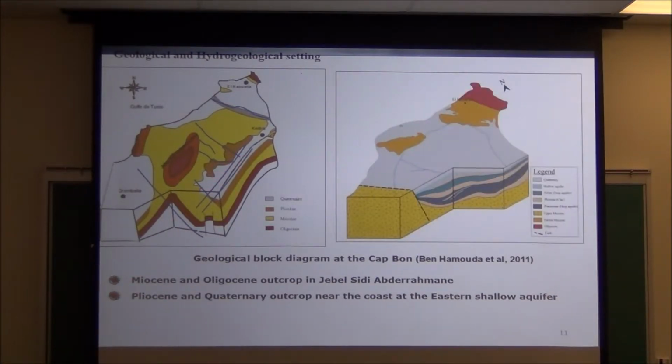For the Hawariya plain, this block diagram shows El Haouaria, the extreme part of Cap Bon. This block diagram shows three aquifers: a shallow aquifer composed of the Quaternary and the Pliocene, and a deep aquifer composed of two layers, Astien and Les Anciens.